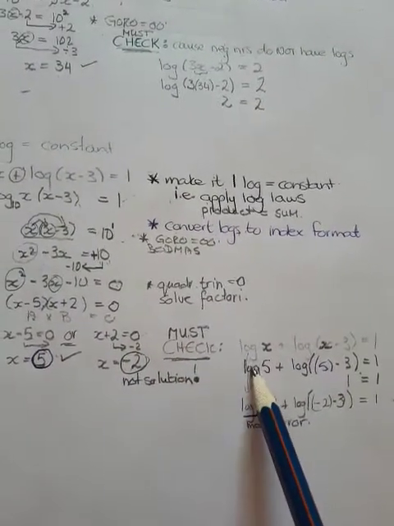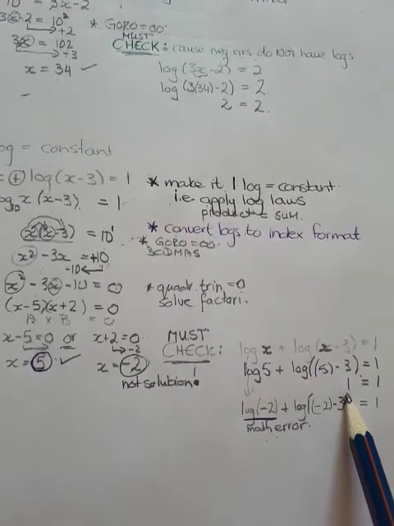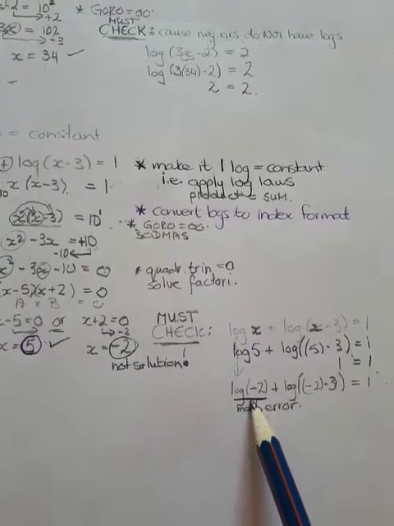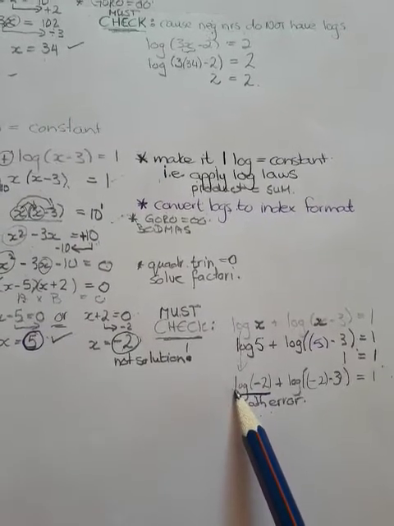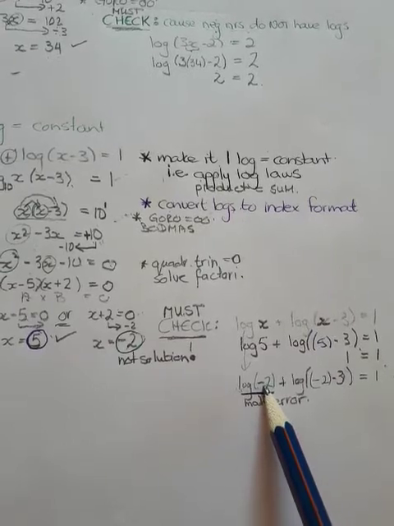In this case, we see that 5 is a possible solution because it gives me the left-hand side equals the right-hand side. But negative 2 is not a possible solution simply because I can never take the log of a negative number.